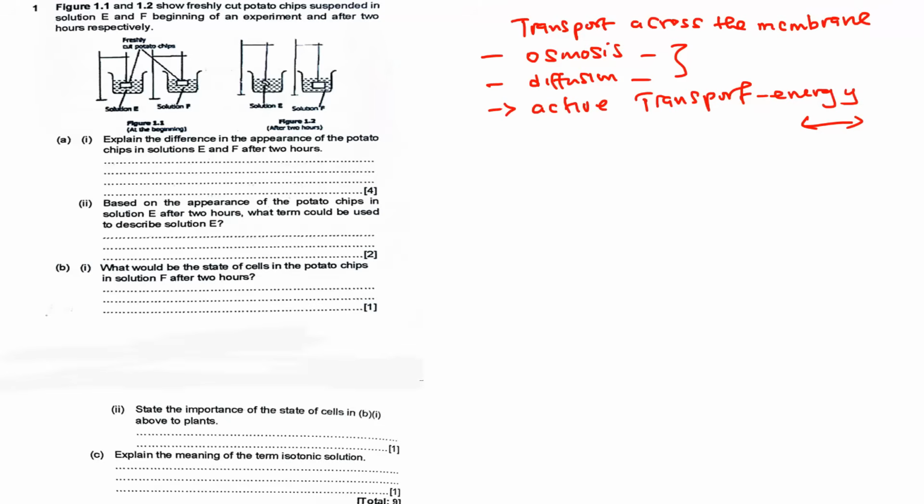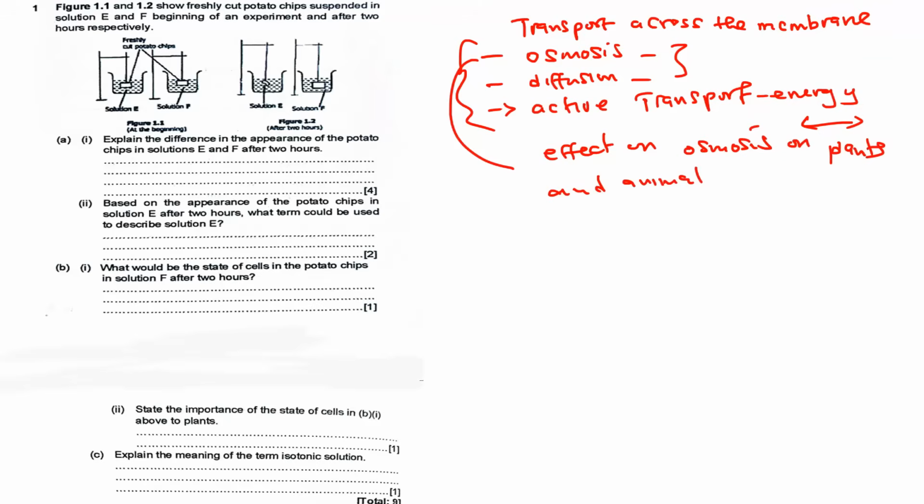Now, these processes, you need to know them very well. And as we go through the questions, we'll get to emphasize on this. But let us dwell on osmosis. So what causes the net movement of the water molecules from the cell to outside the cell, or from outside the cell to the inside cell? So now here we look at the effect of osmosis on plant and animal cells.